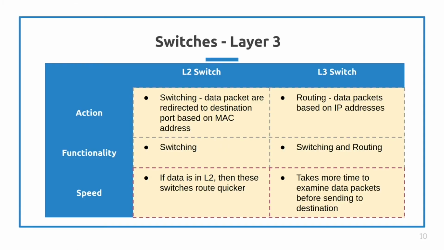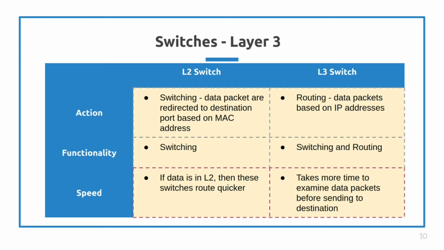Now moving on to layer 3 switches, also known as multi-layer switches because they can function in both layer 2 and layer 3. Essentially, layer 2 switches are just port to MAC address, and they only perform switching. It has the advantage in speed if the data packets being sent to the destination do not need a layer 3 device to route the packet to the destination.